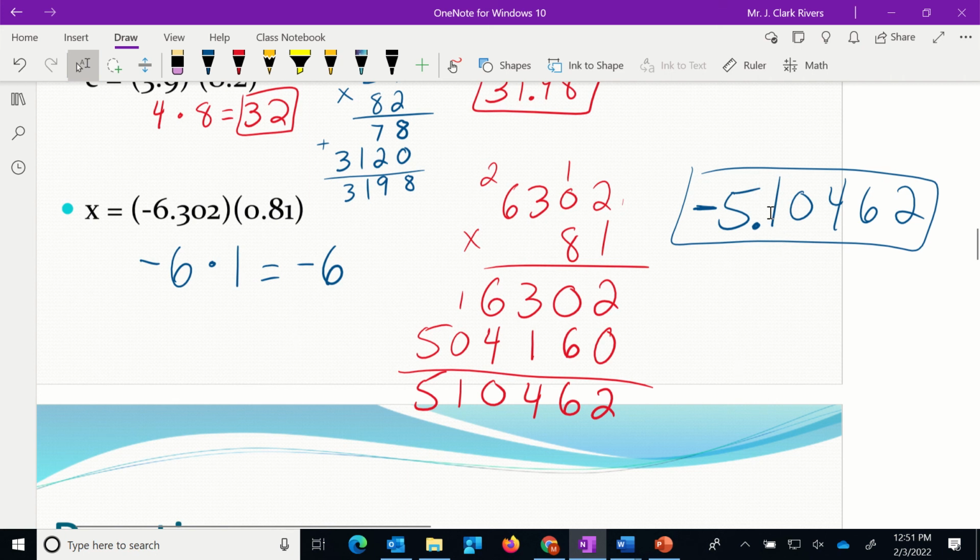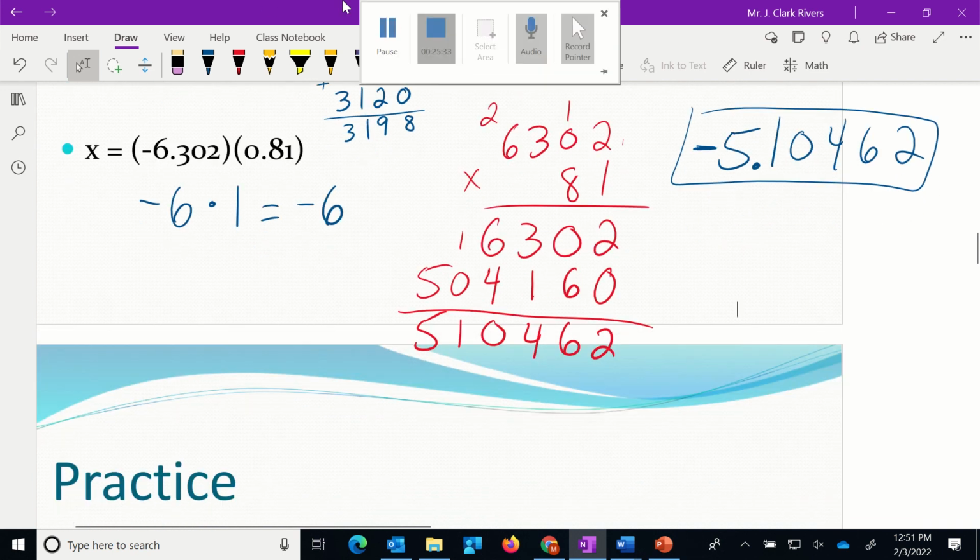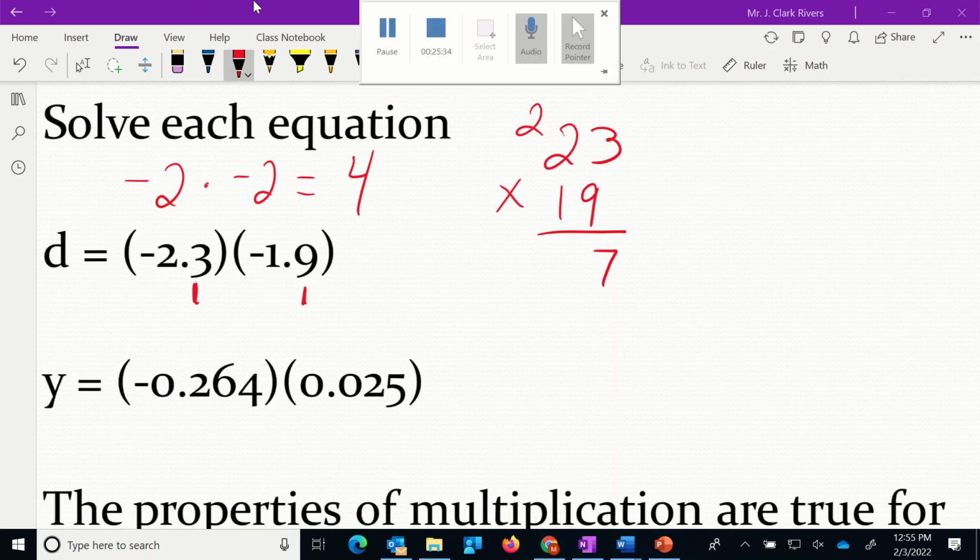All right? Now, is negative 5.10462 close to our estimate of negative 6? Yes or no? It is. So that's your answer. Will, you had a question? No, I was just, wait, hang on a second. Sorry about that, Claire. All right, here we go.